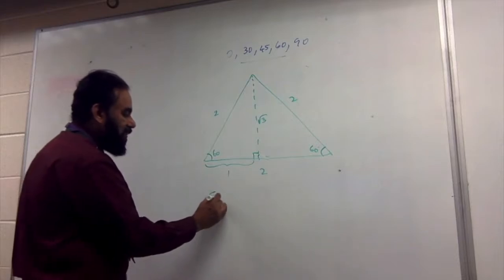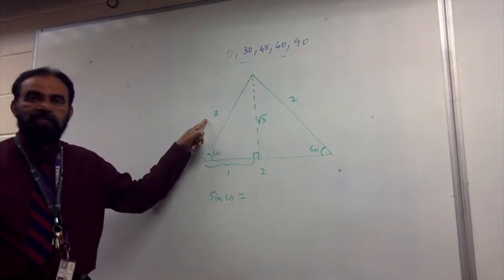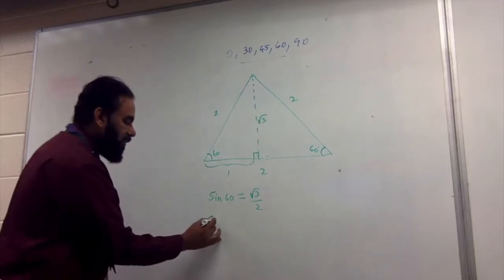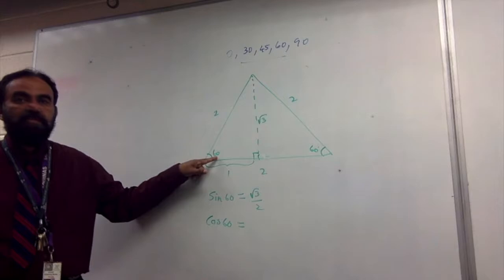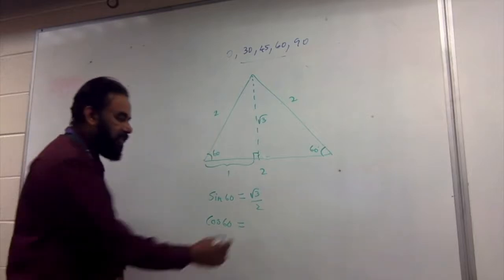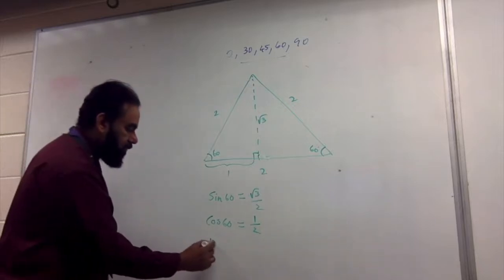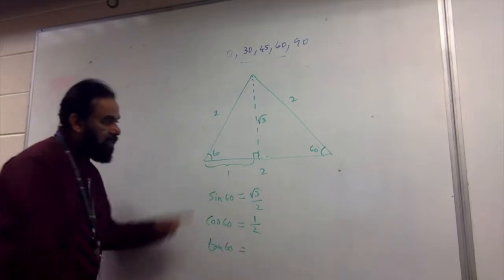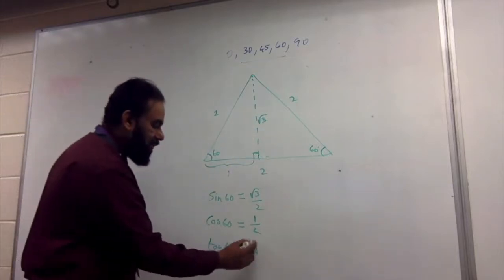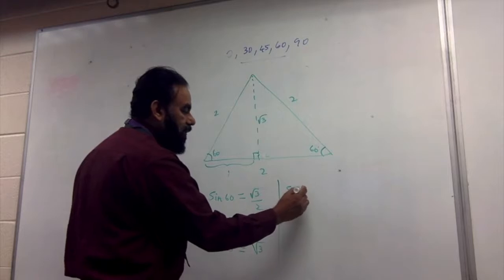And you can say, what is sine 60? Sine is opposite over hypotenuse, so it is radical 3 over 2. What is cosine 60? Cosine 60 is adjacent over hypotenuse; adjacent is 1, hypotenuse is 2. So it is 1 over 2. Tangent 60. Tan 60 is opposite over adjacent, which is just radical 3.